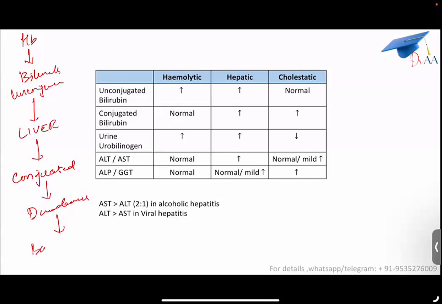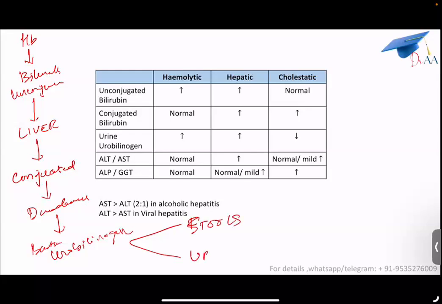Here, some bacteria in the gut will convert this conjugated bilirubin into urobilinogen. Some of this urobilinogen is excreted in the stools, some of it is excreted in the urine. If it is not present in the stools, they become pale in color. If more and more is excreted in the urine, it becomes darker and darker in color. Okay, this is the physiology you need to remember.